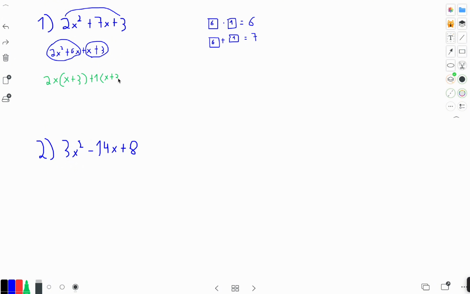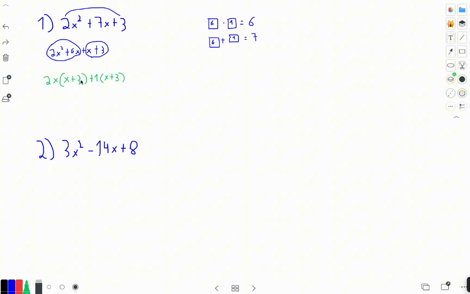Great. As you can see, we didn't change the original statement at all. We just broke it down. Now, this is the key idea, guys. You see how in the parentheses we have x plus 3? We need to have always the same thing in the parentheses. That's how you know the method worked.